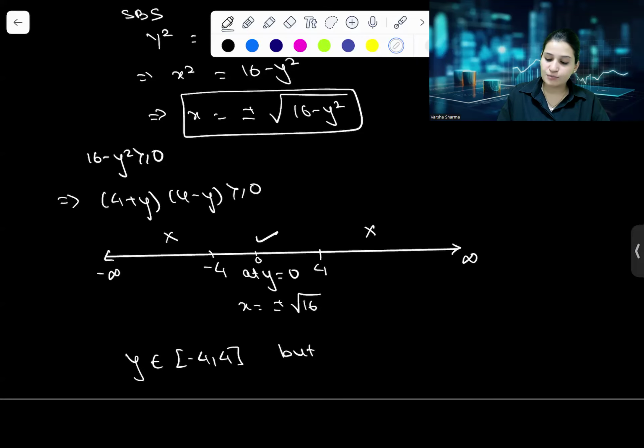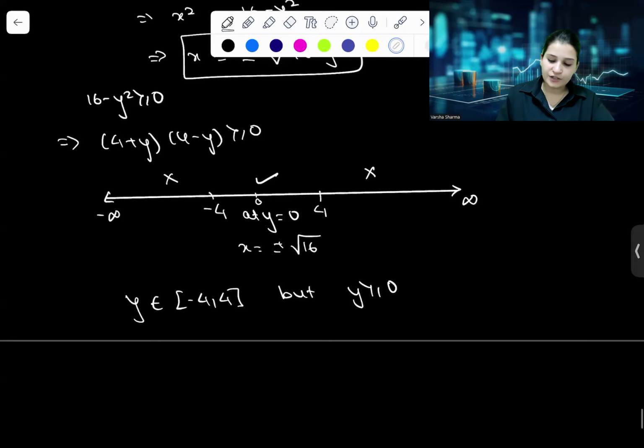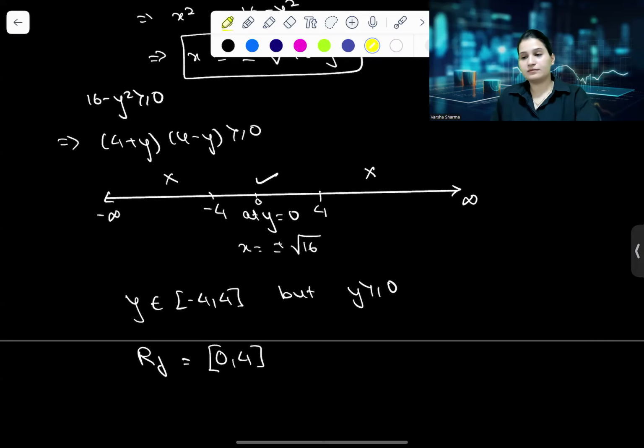But y was more than or equal to 0 initially, as we wrote. So from this answer, the negative part is removed. So my final range will be 0 to 4. From minus 4 to 4, I already have the answer. From that, remove the part before 0. So my answer will be 0 to 4. Understood? Yes, ma'am.